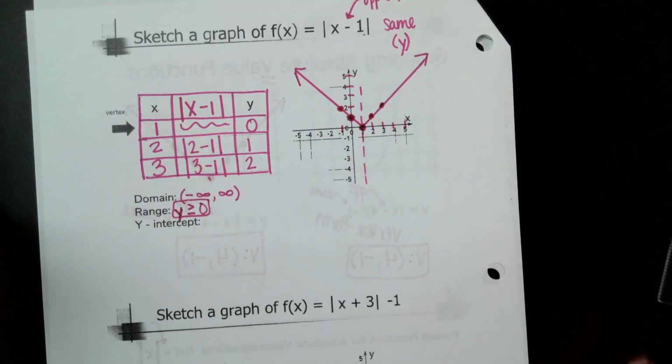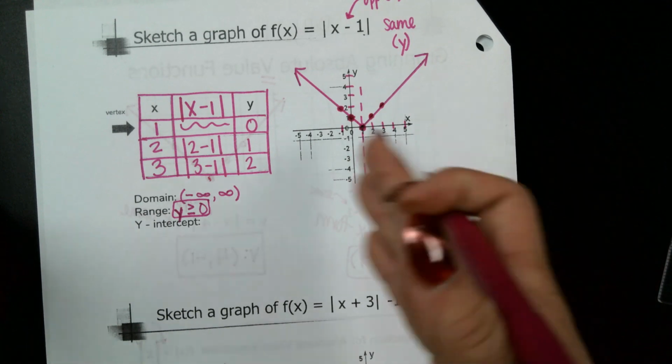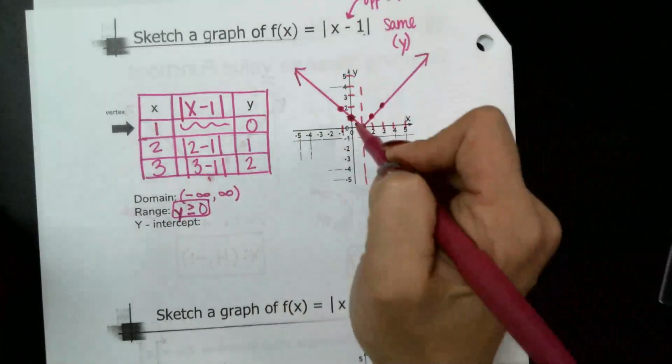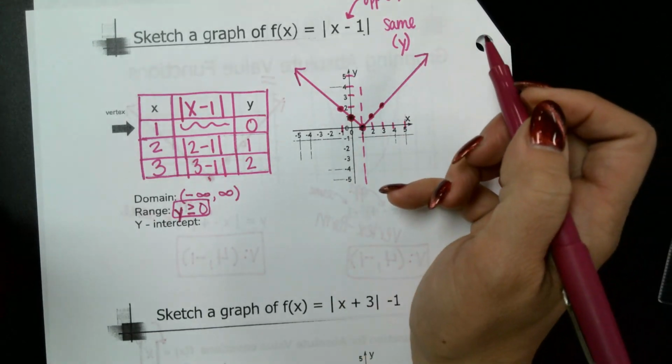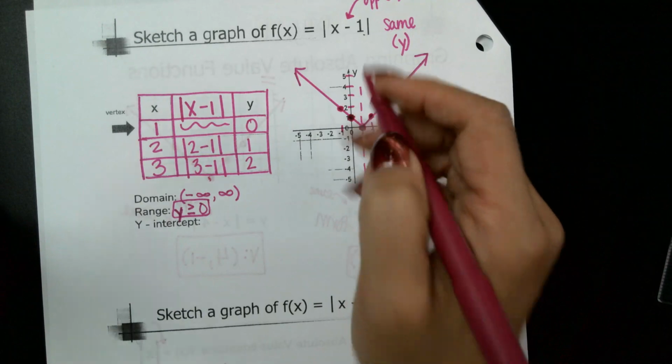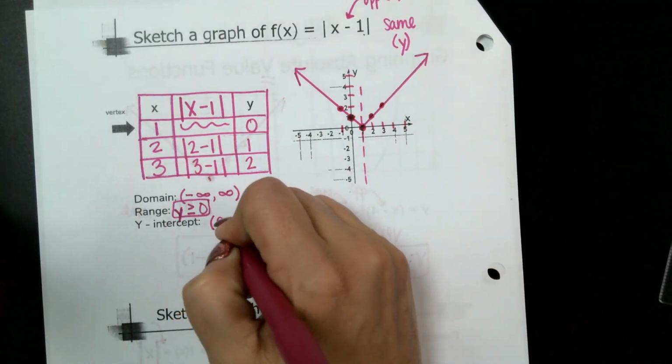Now your y-intercept. This one you can actually see it. You can see it on the graph. Where did it cross the y? It crossed at 1, right? So my y-intercept would be 0, 1.